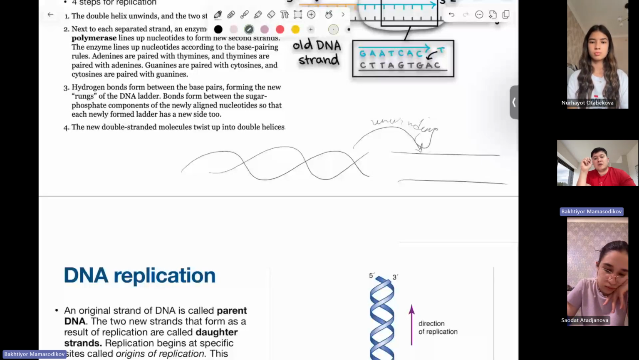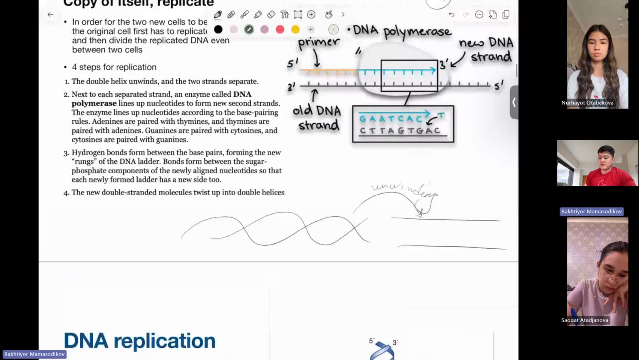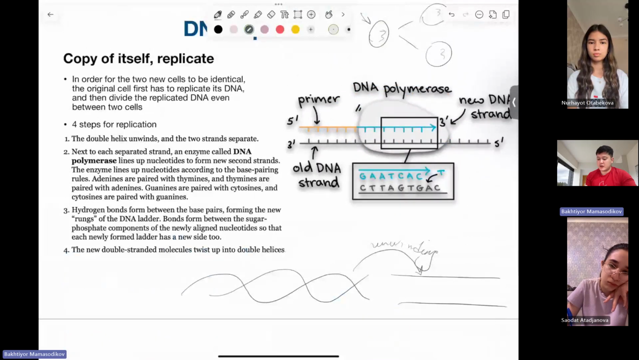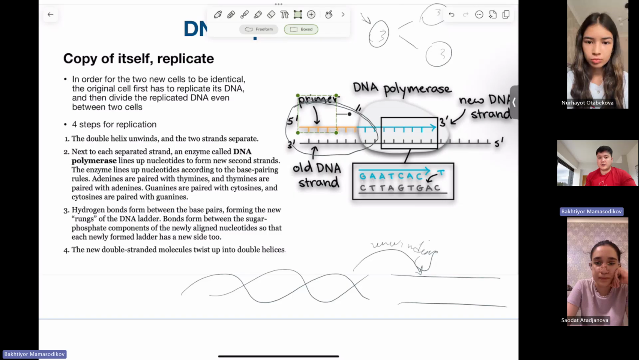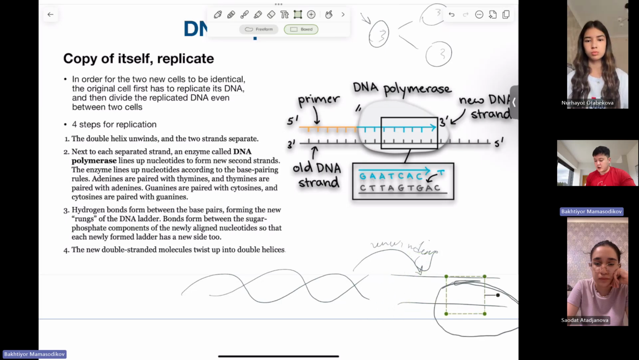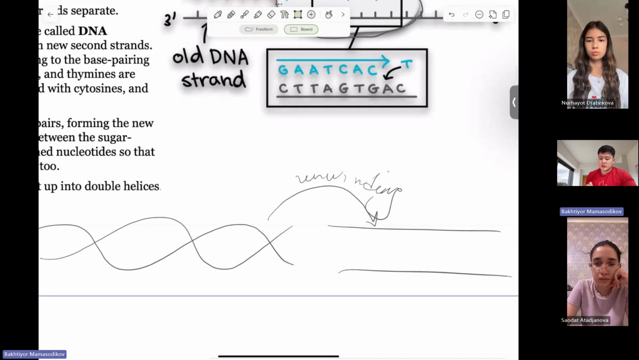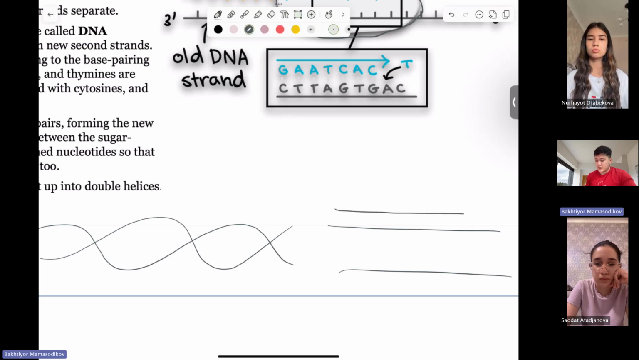Then you're going to match the bases. We have a special enzyme called DNA polymerase. Can you see this DNA polymerase? This is the DNA polymerase. Is it visible? Yes. This DNA polymerase is going to start here, and it's going to move along the DNA. When it moves along the DNA, it's going to make the new strand of the DNA.